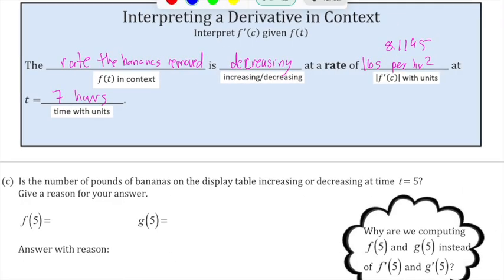So again, that's interpreting the derivative in context. You have your f of x, or whatever the function is in context, increasing or decreasing, depending on if it's positive or negative. Make sure you include the units and the number. And again, since this is decreasing, we do not write this as negative. The decreasing means that this is negative.